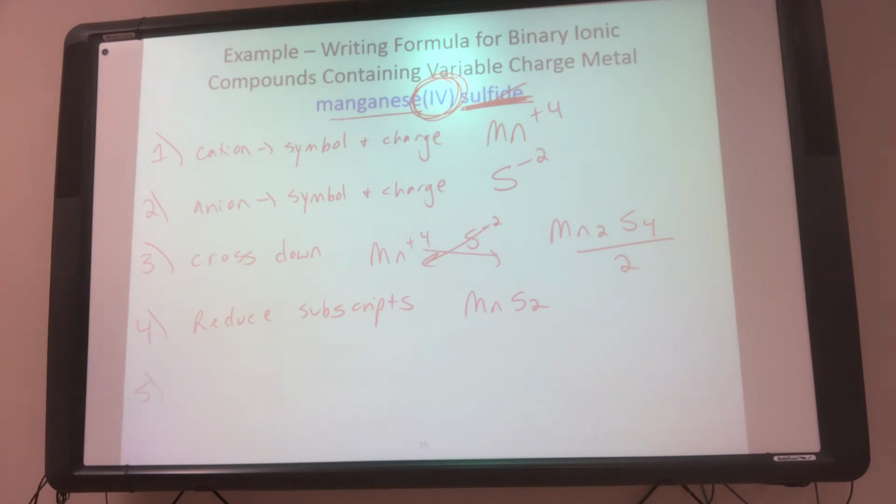And then step 5 is my check. I have 1 Mn at a +4, gives me a +4. I have 2 sulfurs at a -2. That gives me a -4, adds up to being neutral. So that would be my formula. So my final answer would be MnS2. All right, let's do some more practice. Same steps that we just did.